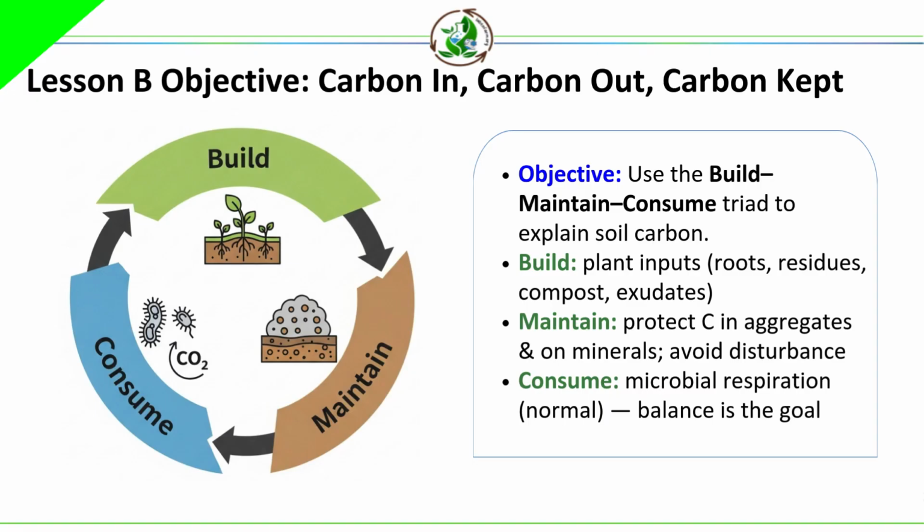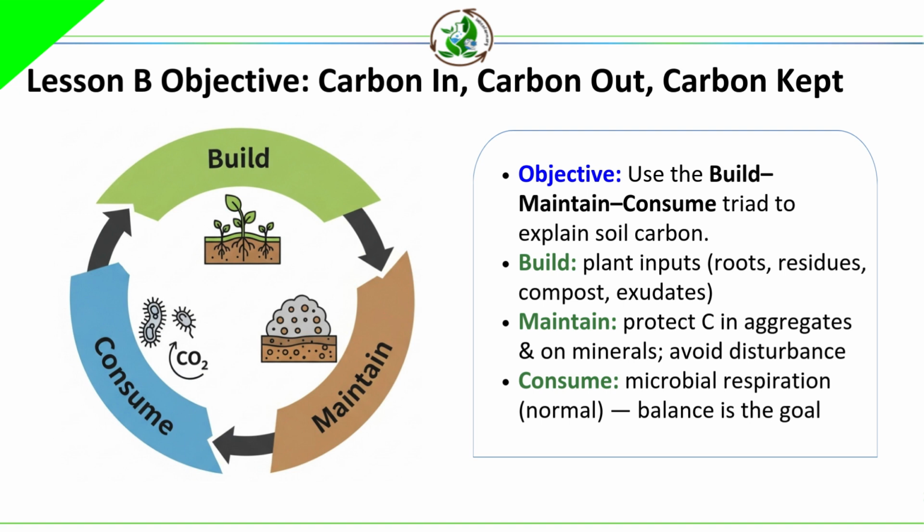Build is like making a deposit. When roots grow, leaves fall, or we add compost, we deposit carbon into the soil. Maintain is about keeping those deposits safe. Soil aggregates and minerals act like bank vaults, and we protect them by reducing disturbance via less tillage and no erosion. Consume is spending. Microbes break down carbon and release it as CO2, which is natural loss, or erosion and harvest remove it.